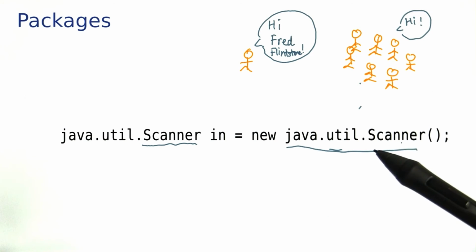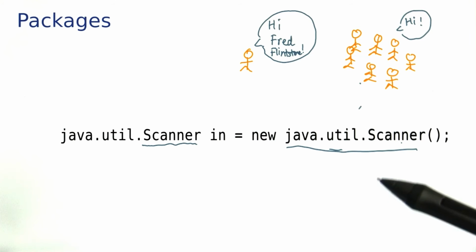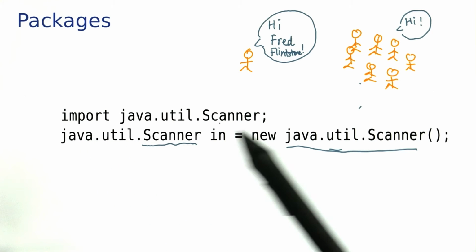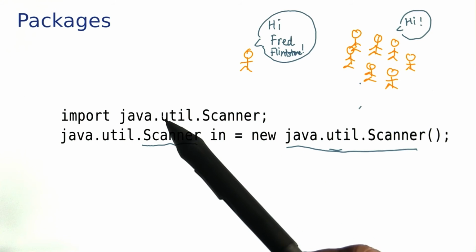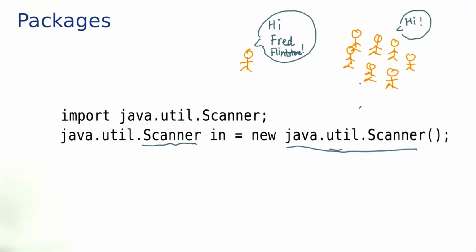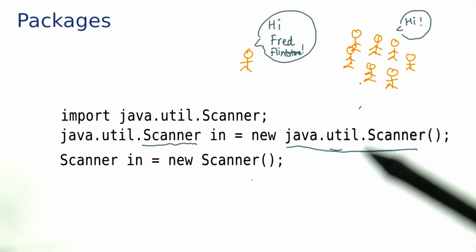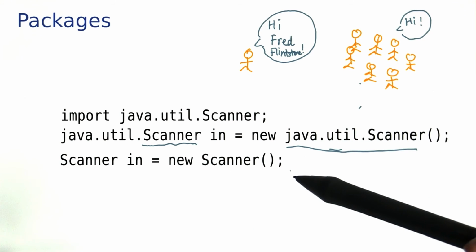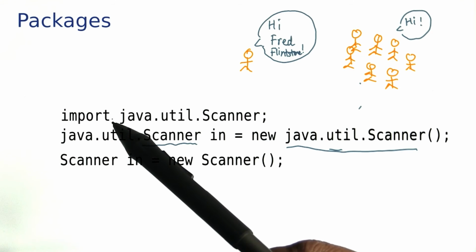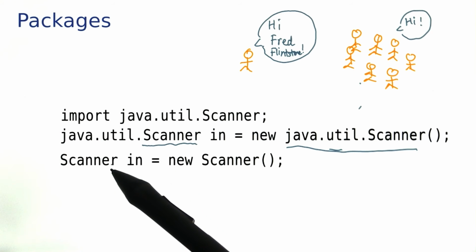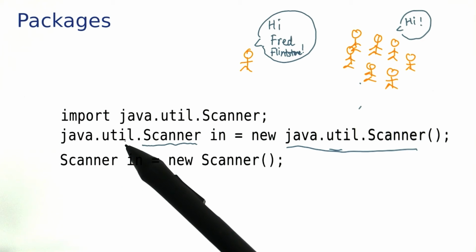That's a little tedious, of course, which is why the import statement was invented. When you say import java.util.Scanner, that means that from then on, you can drop the family name and just use Scanner. These two statements then mean the exact same thing. This is the sole purpose of the import statement, to allow you to use only the class name, or the first name, so to speak, without having to use the package name.